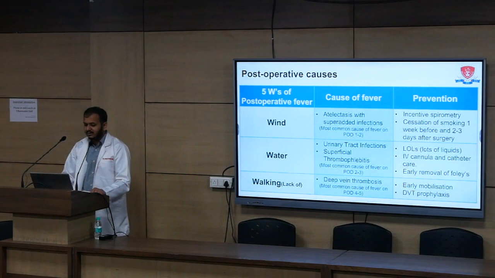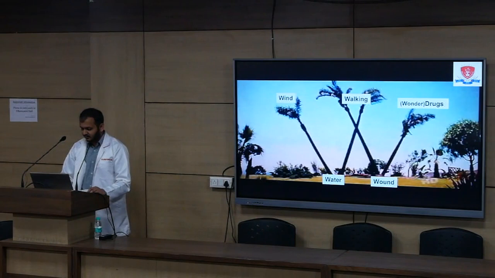The third W will be lack of walking, which represents deep vein thrombosis. It is the most common cause of fever on post-operative day 4 and 5. The prevention can be done by early mobilization and DVT prophylaxis.